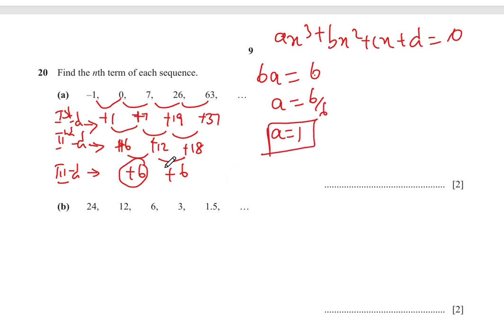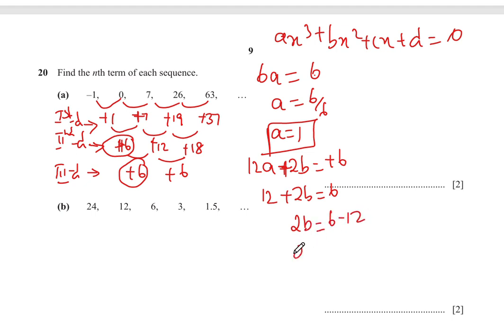And the second difference will be equals to 12a plus 2b, which is equals to plus 6. So a is equals to 1, and 12 plus 2b is equals to 6. Then 2b is equals to 6 minus 12, which is minus 6. Then b is equals to minus 6 by 2. 3 twos are 6, so b is equals to negative 3.